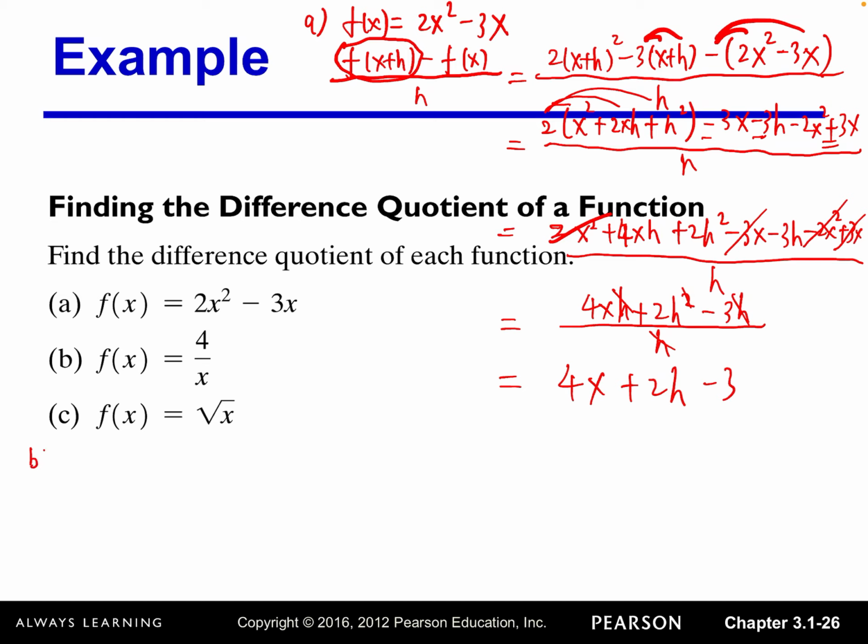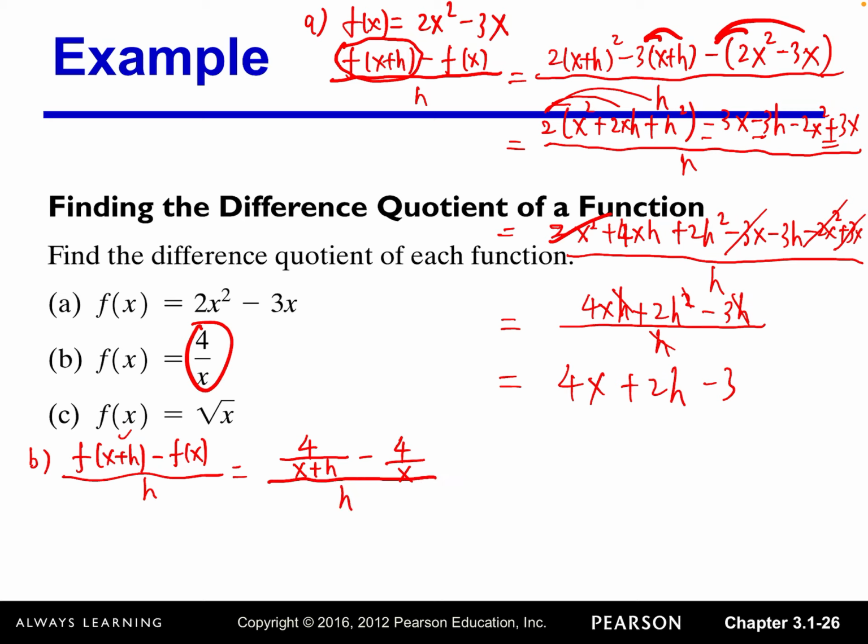Okay, B, I'm going to write here. For B, we want to evaluate f of x plus h minus f of x, divided by h. So that's 4 over x, replacing x by x plus h. This is the first term, we've already done. And then minus f of x, just plug in 4 over x. That's by definition. And then divided by h.